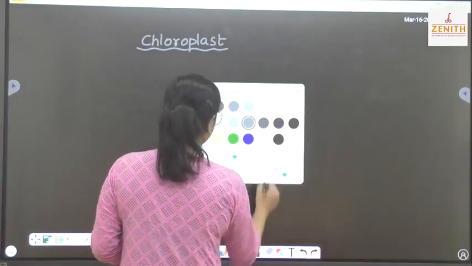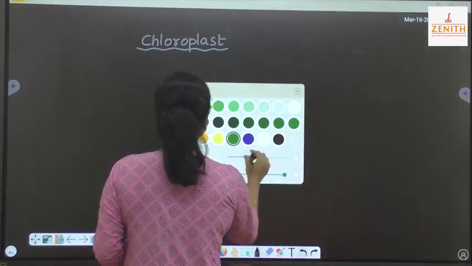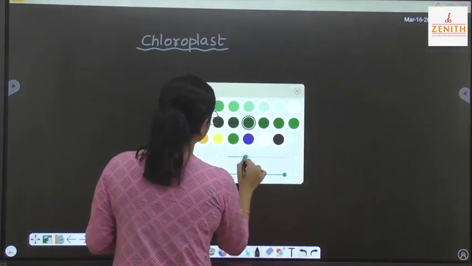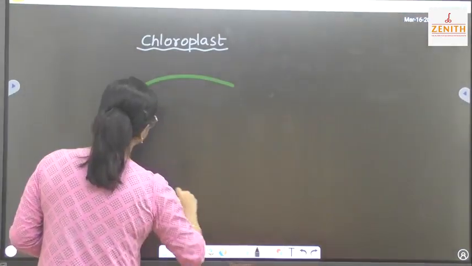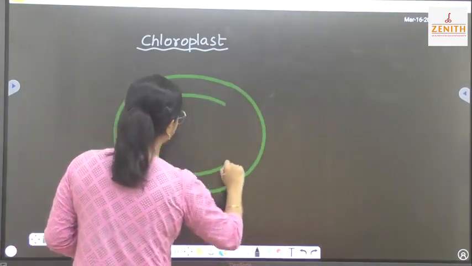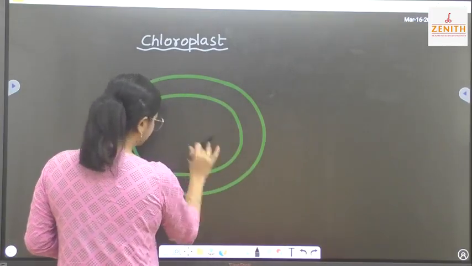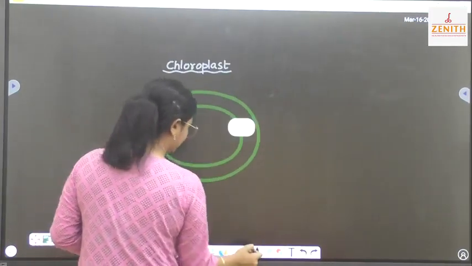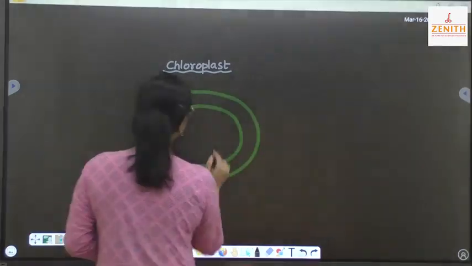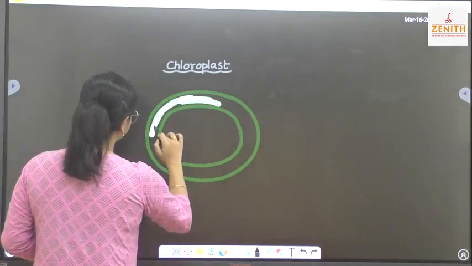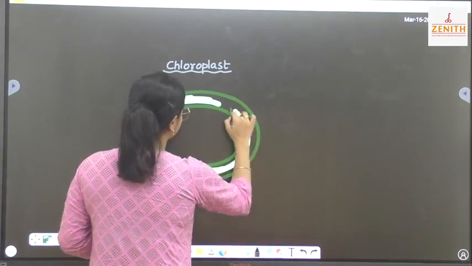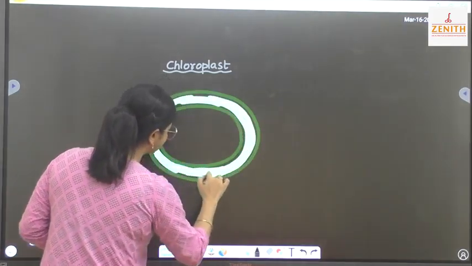What is its structure? We have studied in our previous classes that chloroplast is made up of two membranes. Suppose this is the outer membrane and this is the inner membrane. So it is basically made up of two membranes. In between these two membranes, there is a space present. This is known as the intermembrane space.